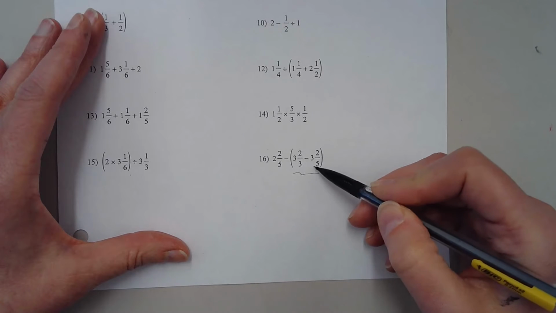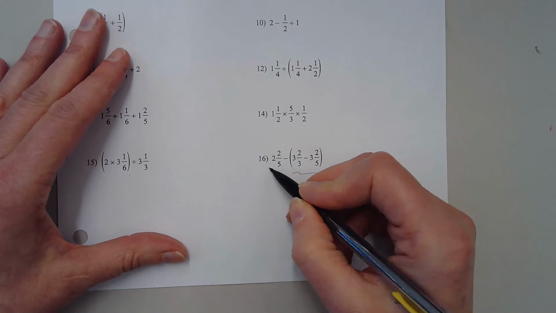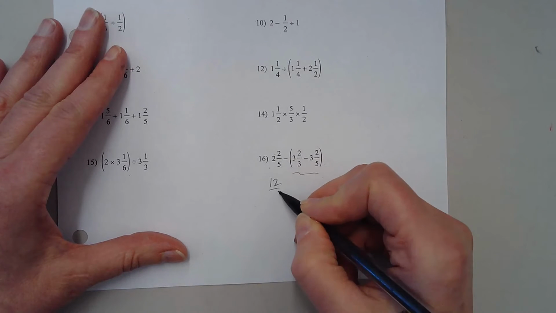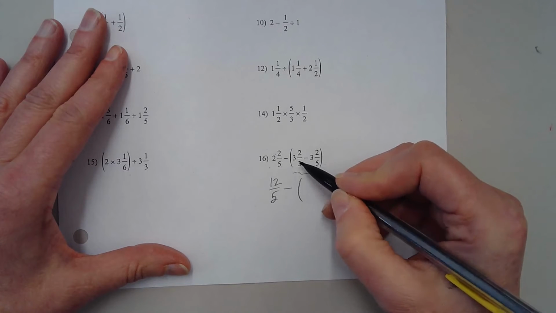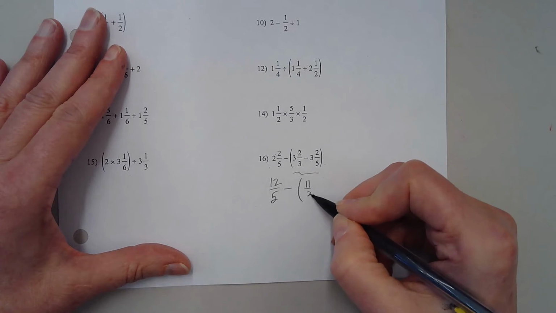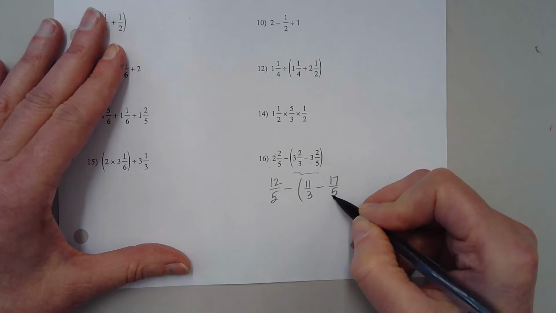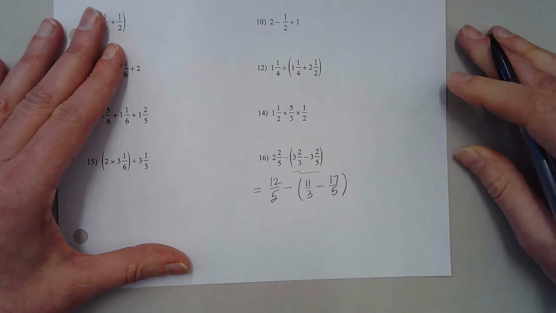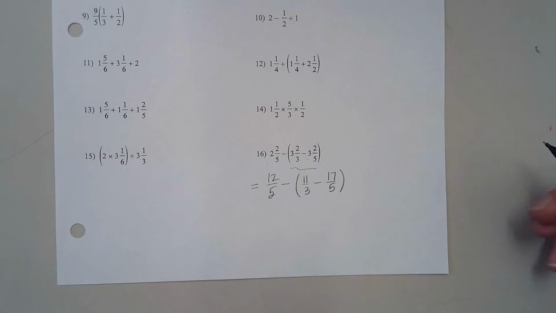change all these guys to improper, right? So don't deal with mixed, change to improper. So 10, 11, 12. So I got 12/5 on the outside. Then inside I have 11/3 and 17/5. Okay, so we've started the question, we've done a lot of work, but we haven't actually even started to combine numbers.